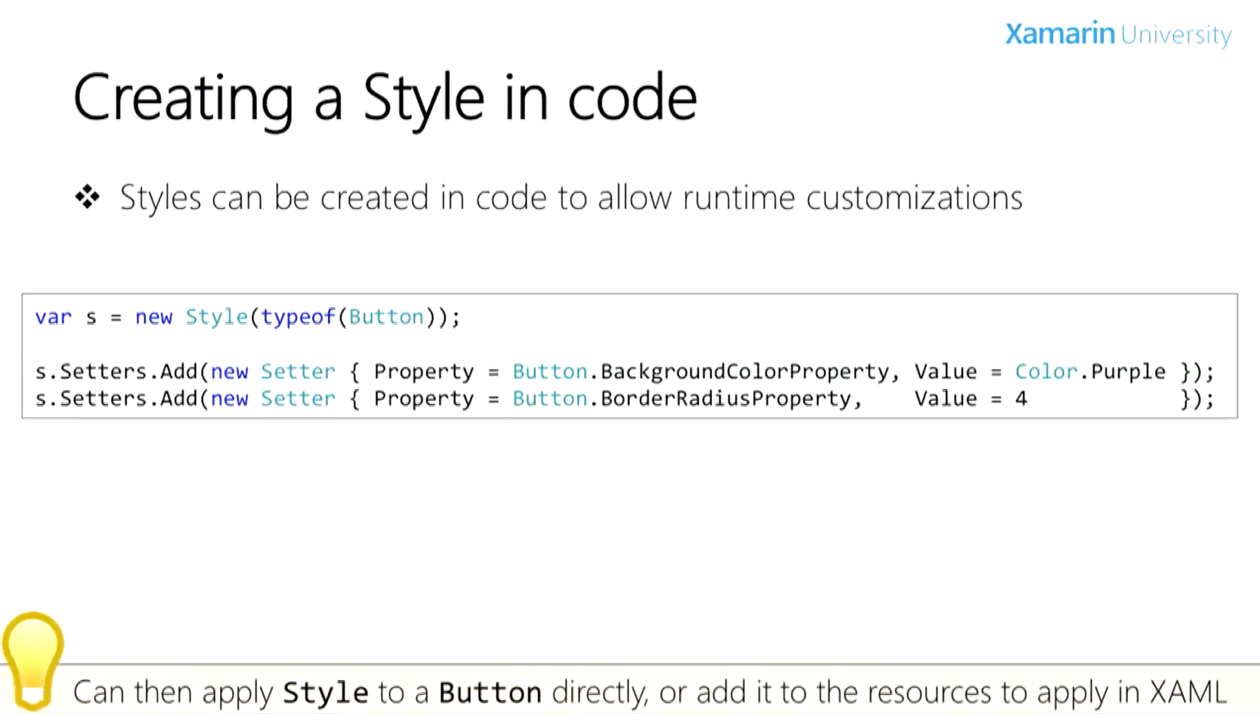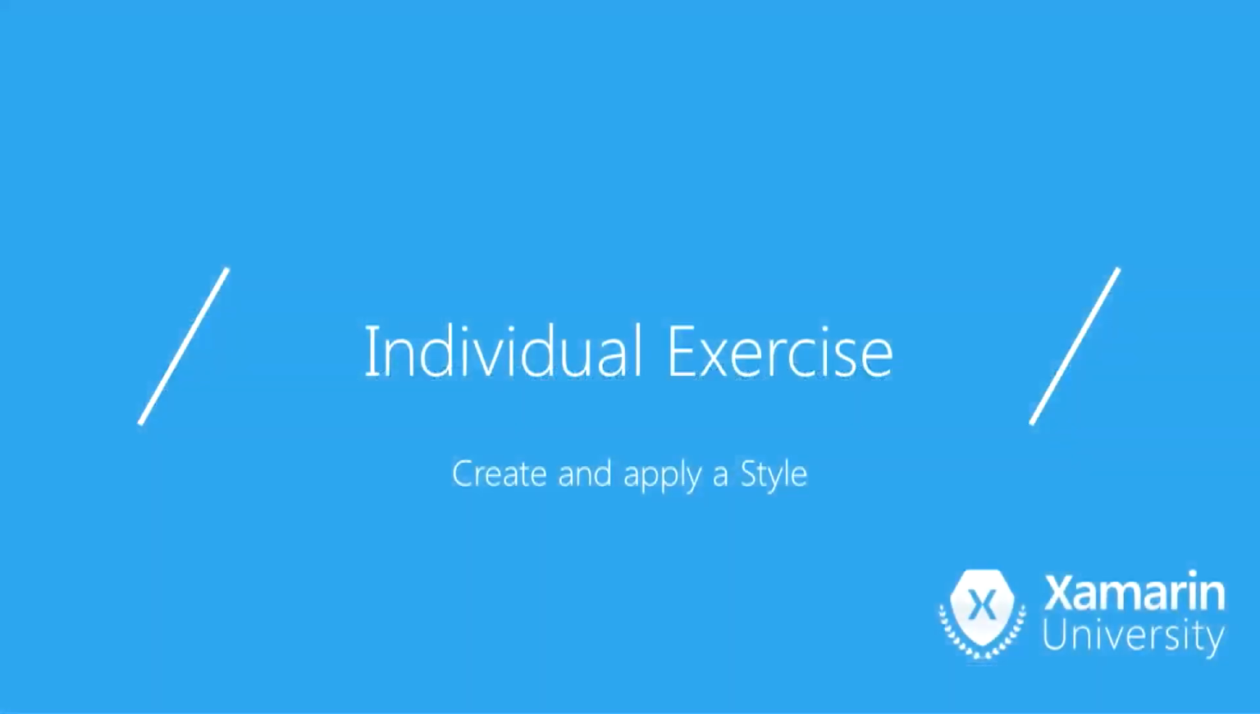So let's have a look at how we do it. We can create a style specifying the type we want to apply it to, and then we add setters to the setters collection of the style. So let's have a look at an exercise now where we'll use styles. This is exercise 4 in the labs. So go ahead and pause the video now and do exercise 4.